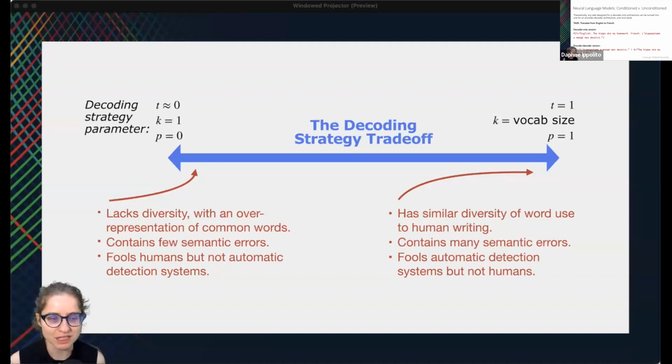Meanwhile, if you set these values close to their top value, so you're sampling close to the full distribution, you'll have text that has a similar diversity of word use to human writing, but it'll probably contain more semantic errors that humans can pick up on.